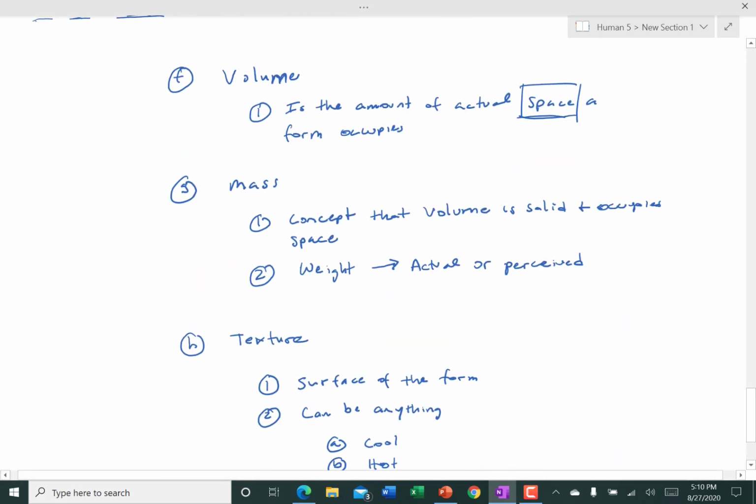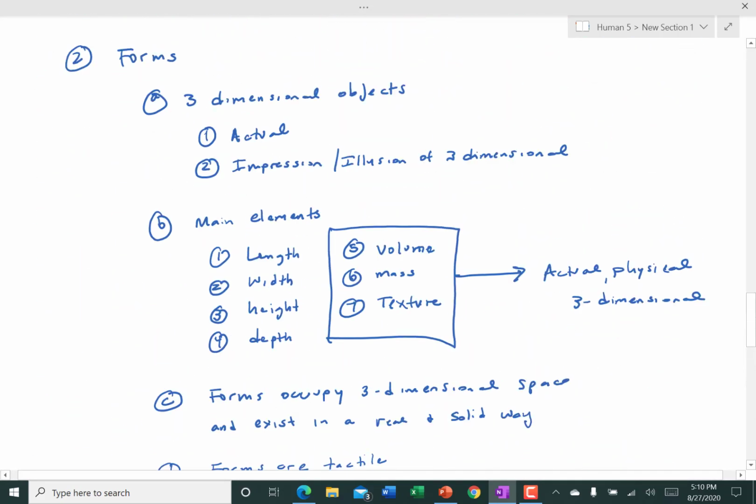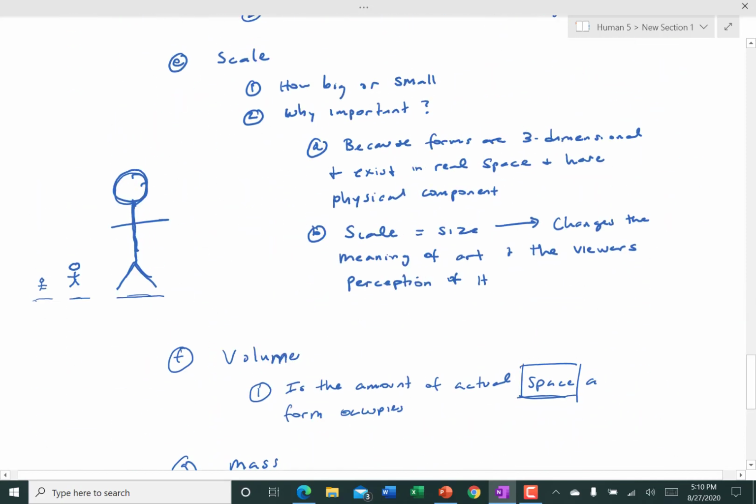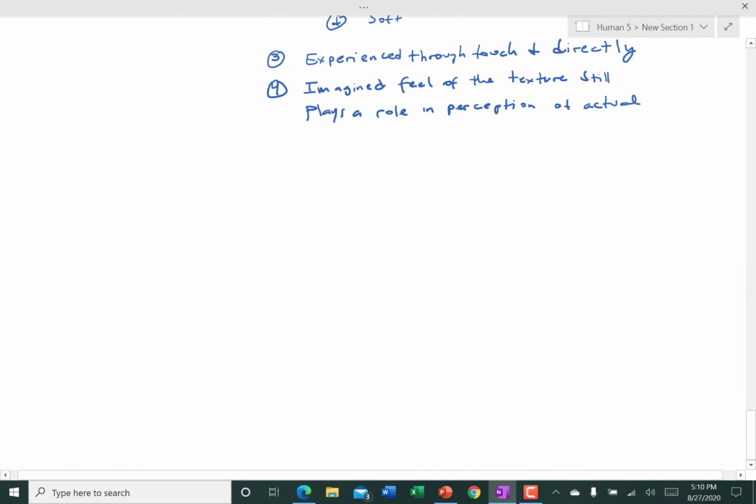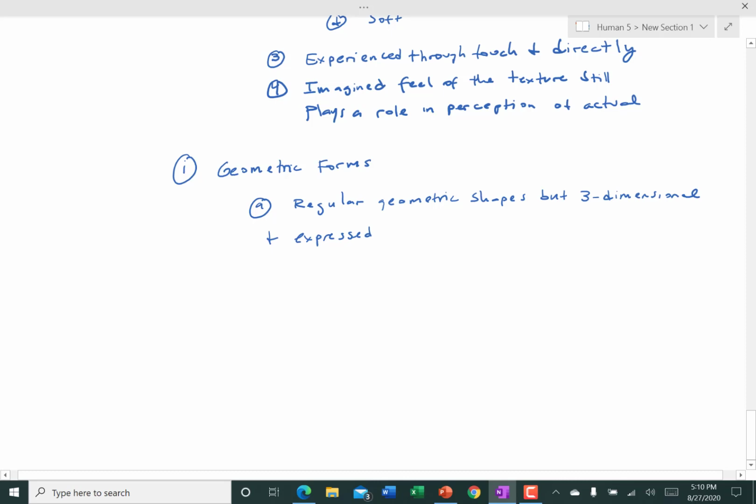The next thing, let's see, where were we on that? I think we're still on H, so we're on I here. You have geometric forms, which, just like with shapes, are based on regular geometric shapes, but three-dimensional, and expressed in terms of mathematics.